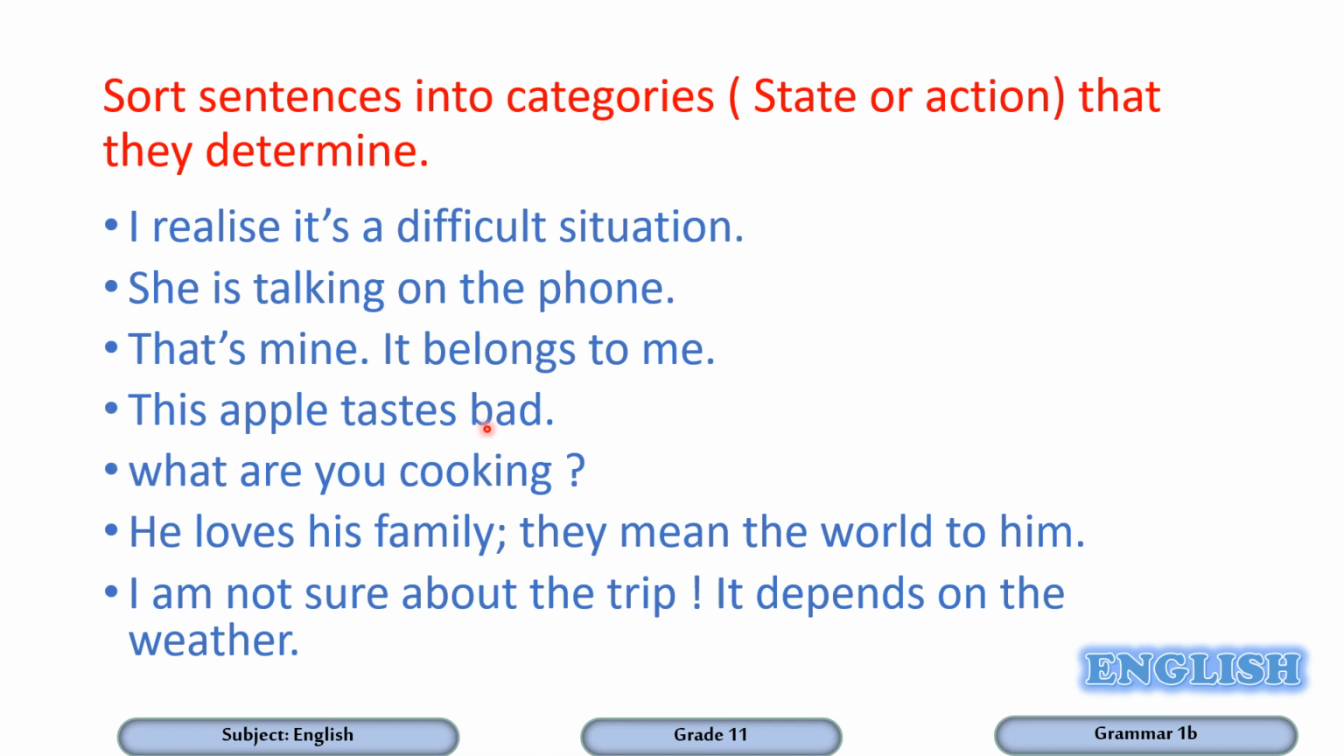This apple tastes bad. What are you cooking? He loves his family. They mean the world to him. I'm not sure about the trip. It depends on the weather. I hope you start recognizing the difference between a state and actions through these examples. And to check your answers, we are going to watch a video related to this task.